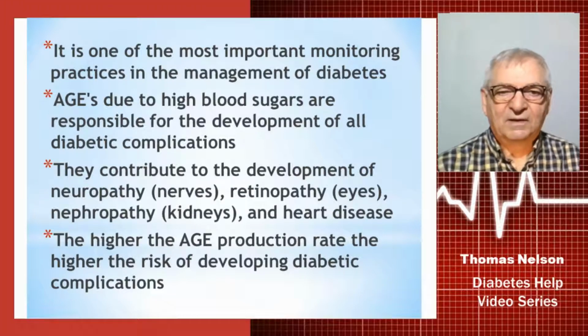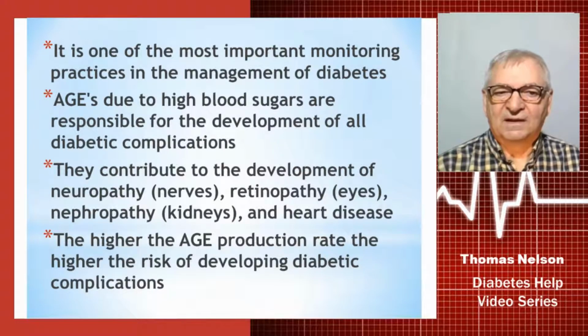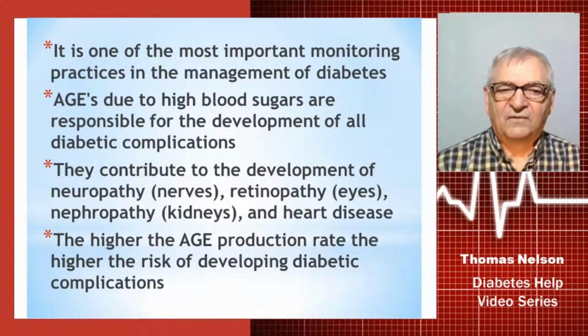They contribute to the development of neuropathy, which kills off nerves, retinopathy, which damages the eyes and causes cataracts, nephropathy, which attacks the filters of the kidneys, and heart disease. The higher the AGE production rate, the higher the risk of developing diabetic complications.